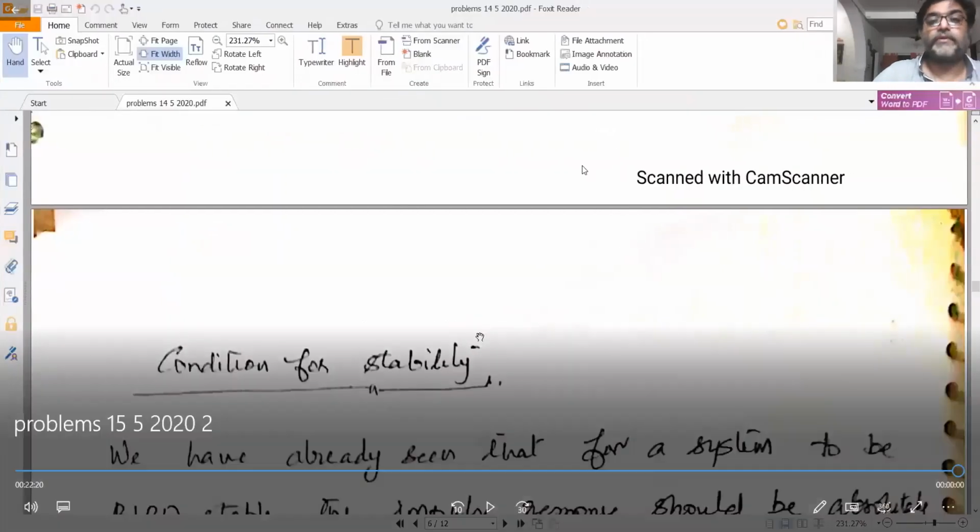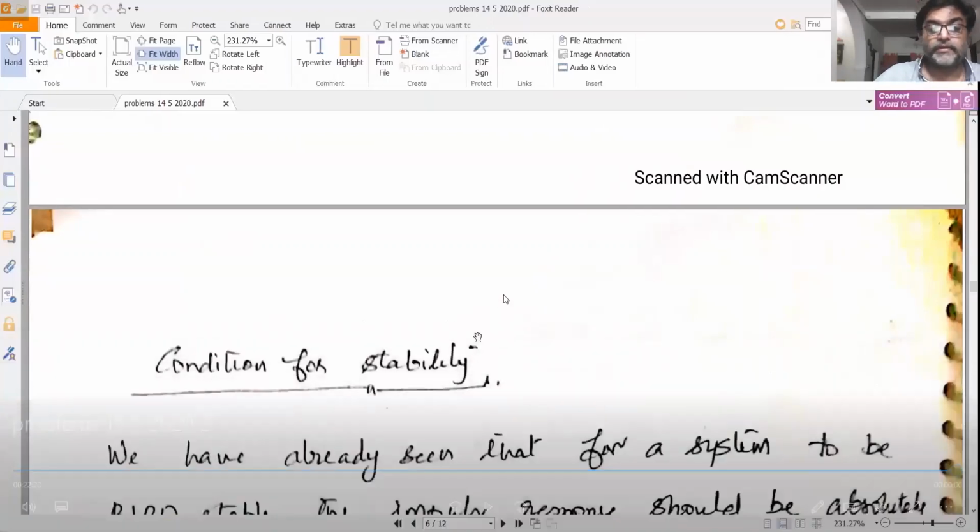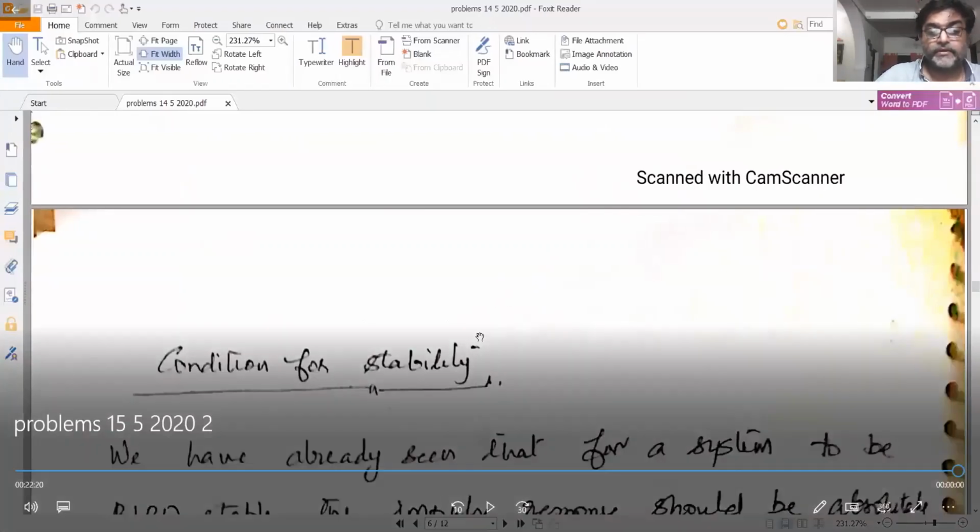Okay, so we were discussing the stability conditions which I couldn't complete yesterday evening. So we'll go back to conditions for stability given the whole set of plots of the system function.